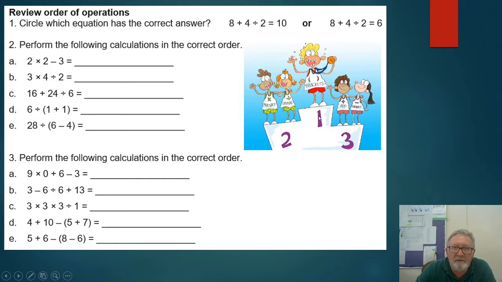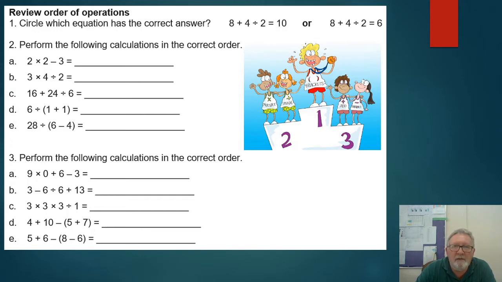Remember, brackets is first, multiply, divide second, add and subtract third. And if we've got both multiply and divide, left to right, same with add and subtract. So look at number 1. Circle the equation that has the correct answer. 8 plus 4 divided by 2. Is the answer 10 or is the answer 6? Make your mind up. Circle it now.